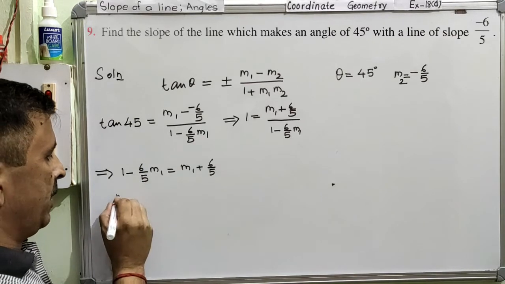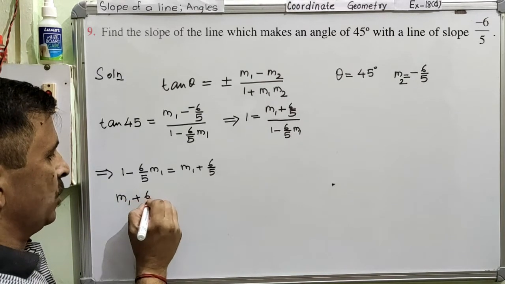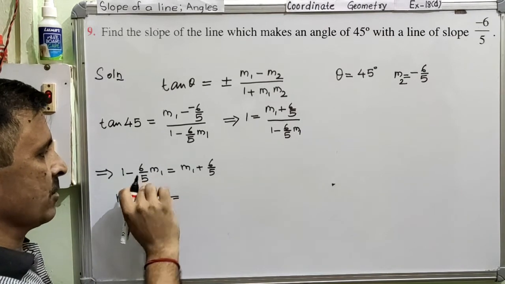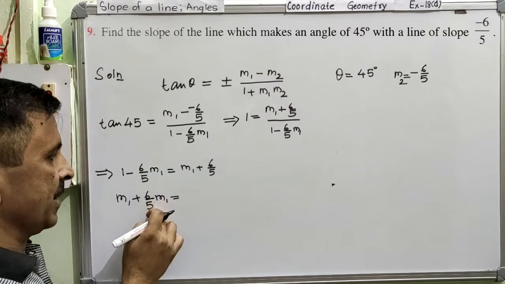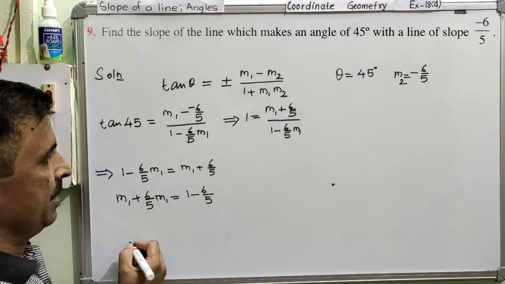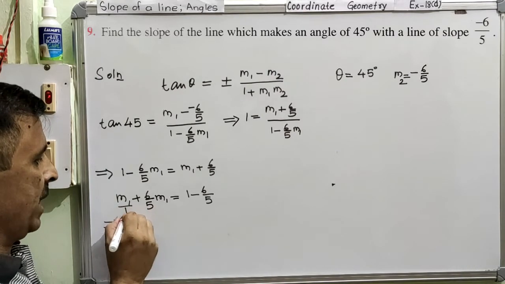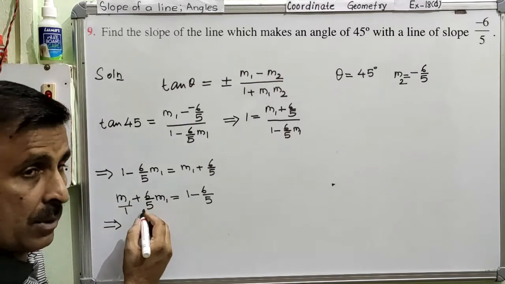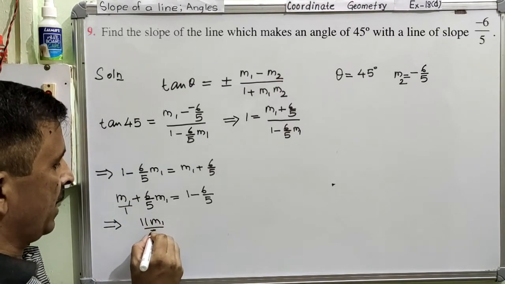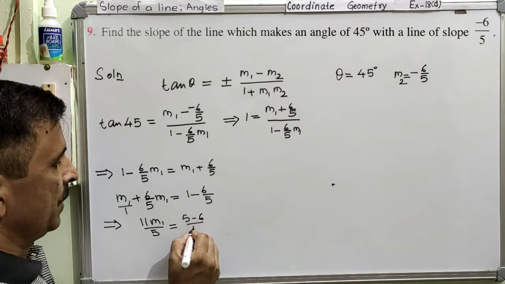Clear? So m1 plus 6 over 5 m1 is equal to, keeping in mind that this has gone to the other side. Clear? So that's why this has become positive. Now this time this is moving. So 1 minus 6 over 5. Is it okay? Now in the next step, when you simplify, this is a whole number, so we can consider this also to be a fraction number. Simplification becomes more easy. So this will total become 11 m1 over 5. And this side will become 5 minus 6 over 5.